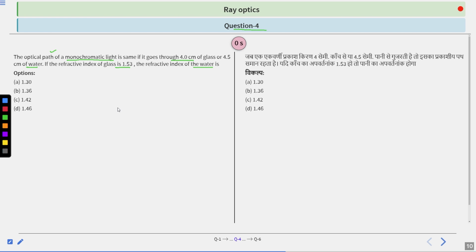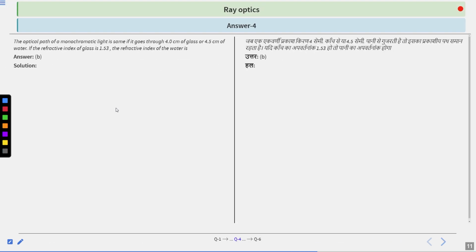Let's find the solution. The optical path of a monochromatic light is the same if it goes through 4.0 centimeter of glass and 4.5 centimeter of water. If the refractive index of glass is 1.53, what is the refractive index of water? So we have to find the refractive index of the water. Clear?